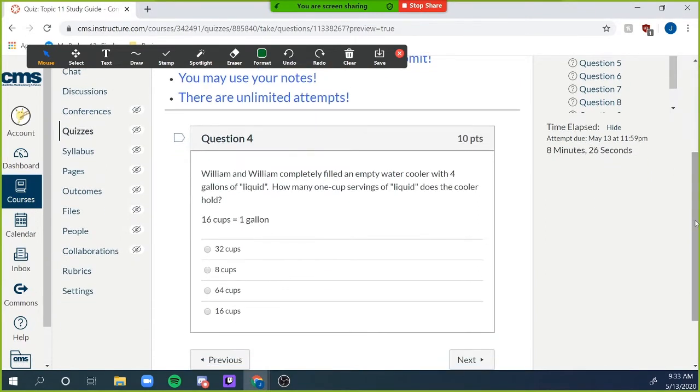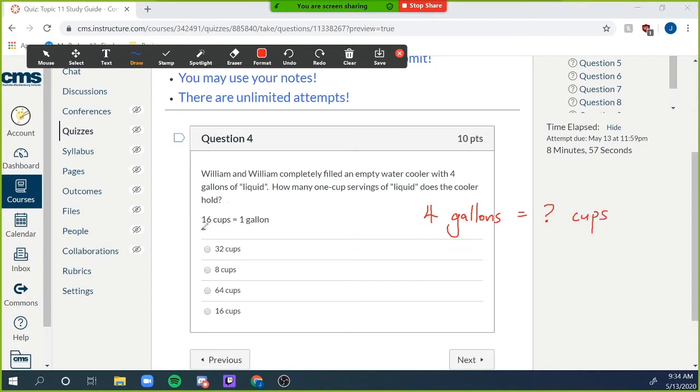William and William completely filled an empty water cooler with 4 gallons of liquid. How many 1-cup servings of liquid does the cooler hold? So right now we can see that we're going from 4 gallons to, oops, let me erase that arrow. And they want us to convert it to some number of cups.